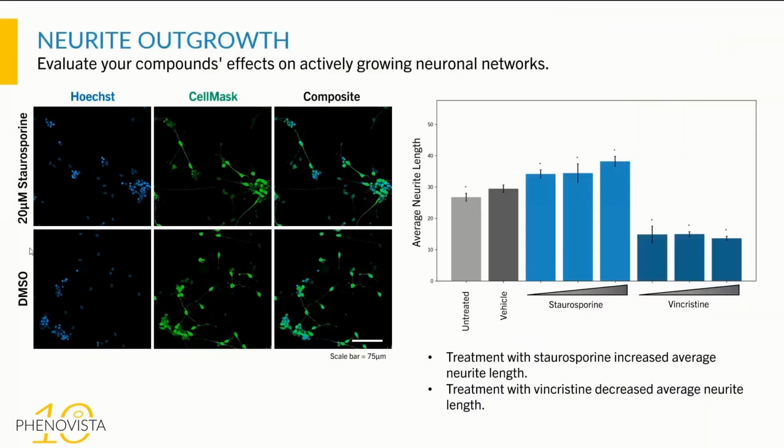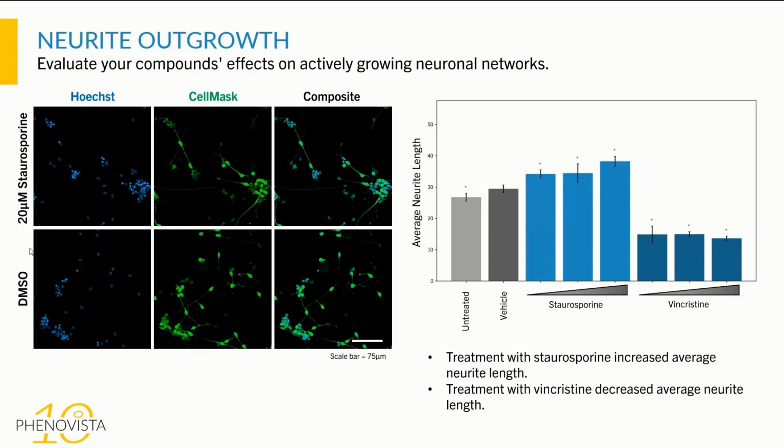Our palette in both of those assays is really simple. It's Hoechst for the nuclei and then CellMask, which stains for the entire cell, so the entire neuron. And in that assay, we include our controls, staurosporine and vincristine. You can see on the right here with staurosporine, you get an increase in neurite outgrowth, whereas vincristine inhibits that. So you can compare your test article relative to these two controls.